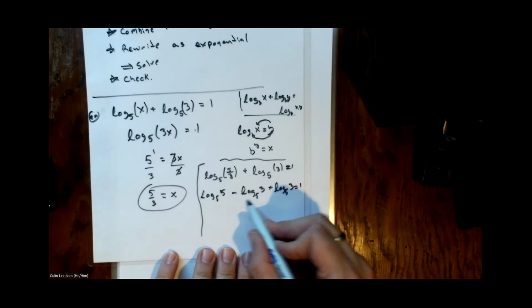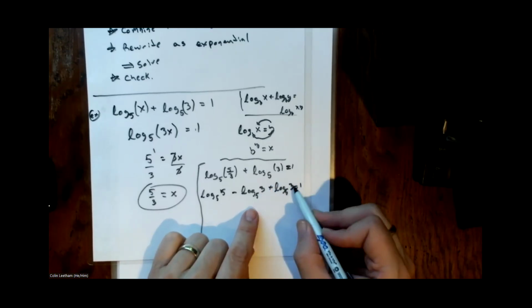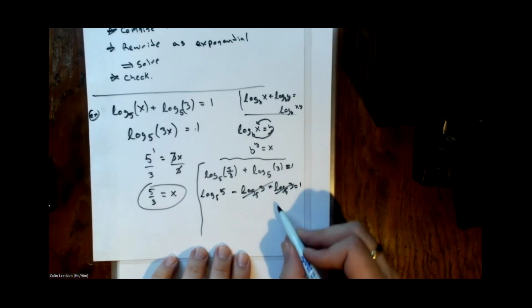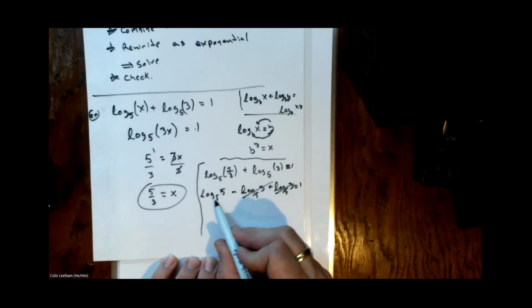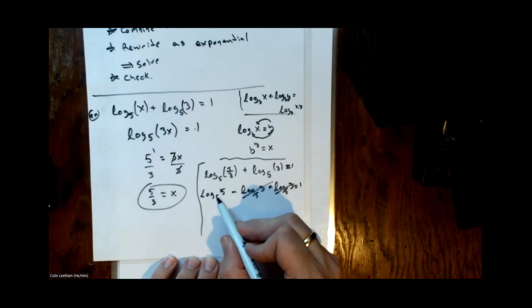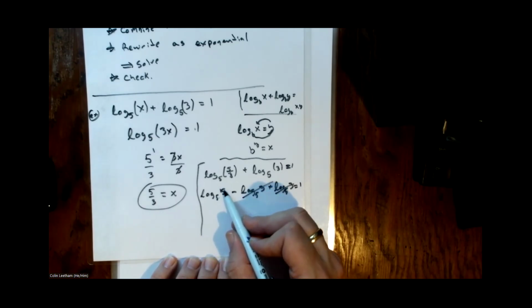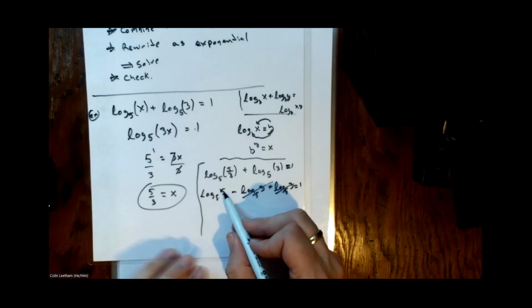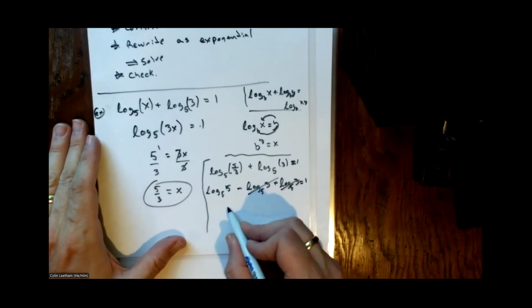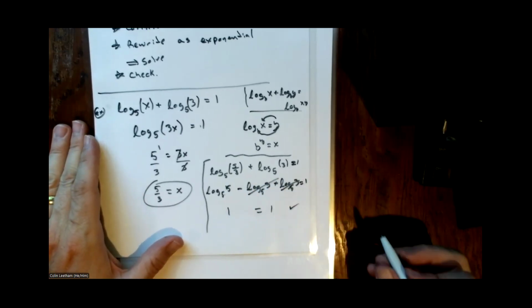And sure enough, negative log base 5 of 3 plus log base 5 of 3 is just 0, and log base 5 of 5 is just going to be 1. 5 to what power is equal to 5? Well, that would be 1. So I've got 1 equal to 1. So our answer checks out.